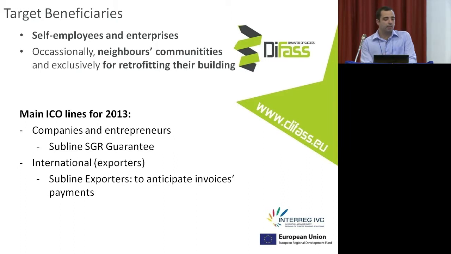And in international, the sub-line works the same as the main line, with the exception of that additional warranty. Of course, the company has to pay an extra fee for this extra warranty. And international exporters have another sub-line of exporters that is only to anticipate invoice payments.